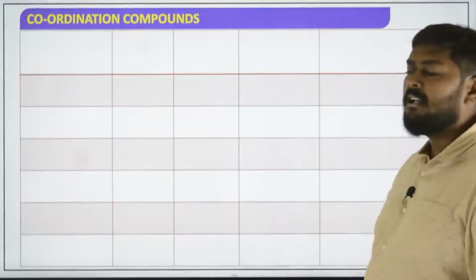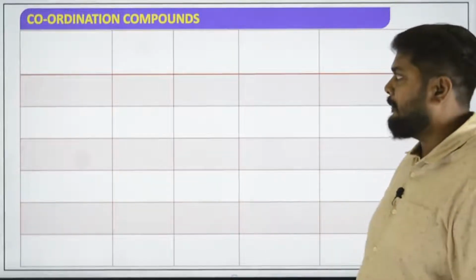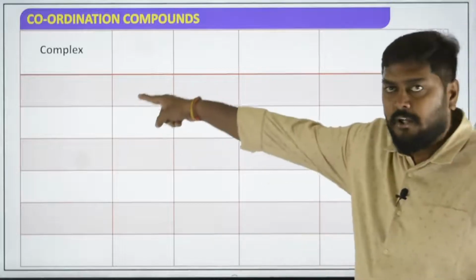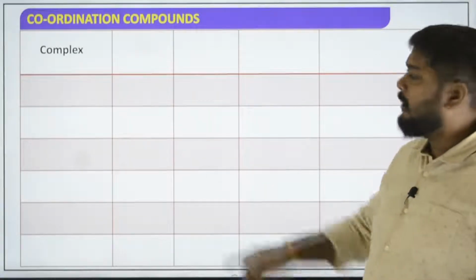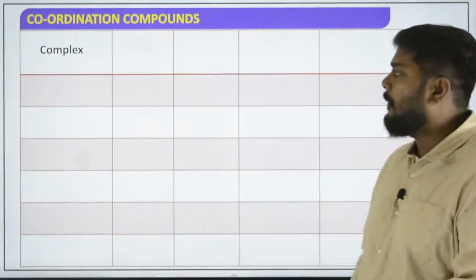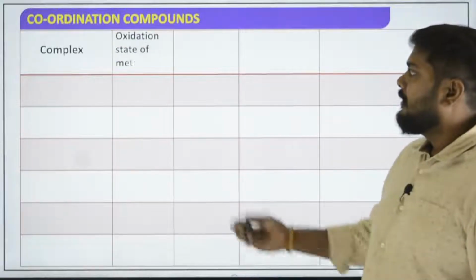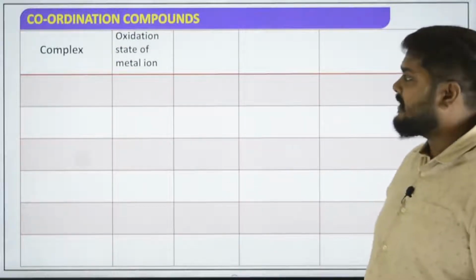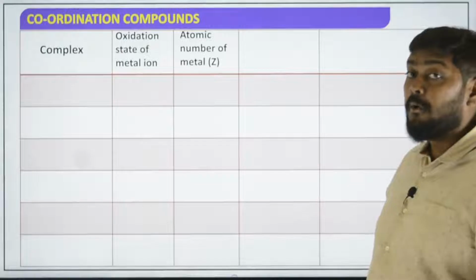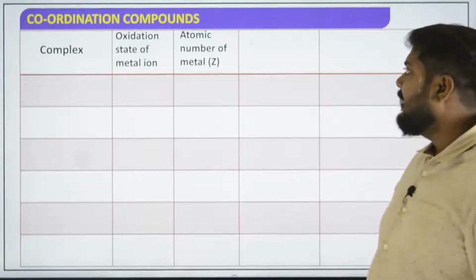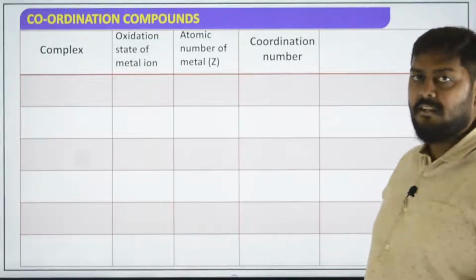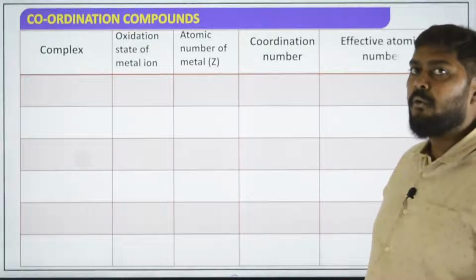ஒரு சில complexesக்கு இப்போ நம்ம effective atomic number predict பண்ணுவோம். First அந்த complex என்னன்னு வேணும். So I have taken a thing called complex, and next column will be given for oxidation state. The third column will be for atomic number, that is called your Z, right? And the fourth column will be coordination number, that is number of coordinate bonds.